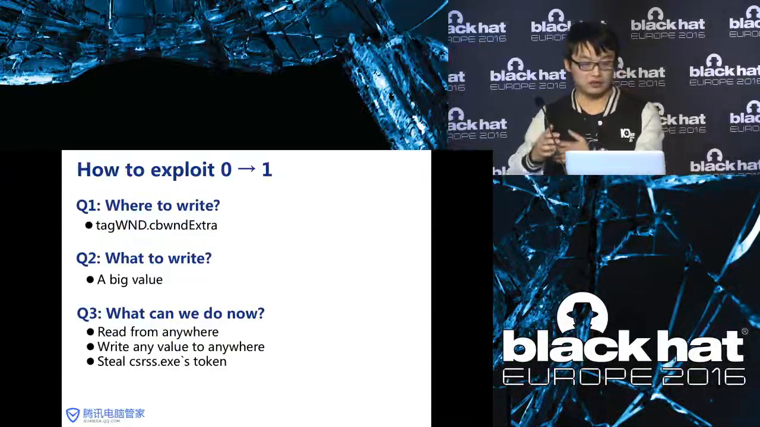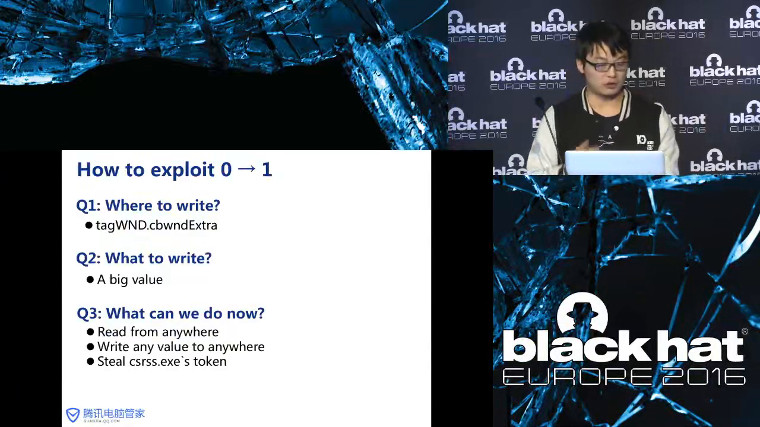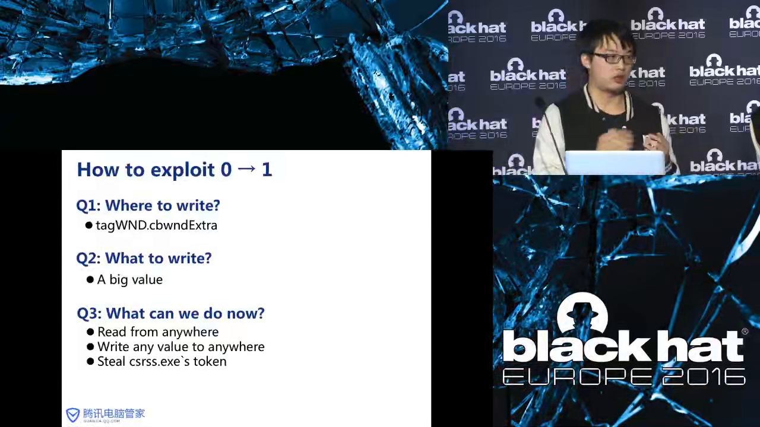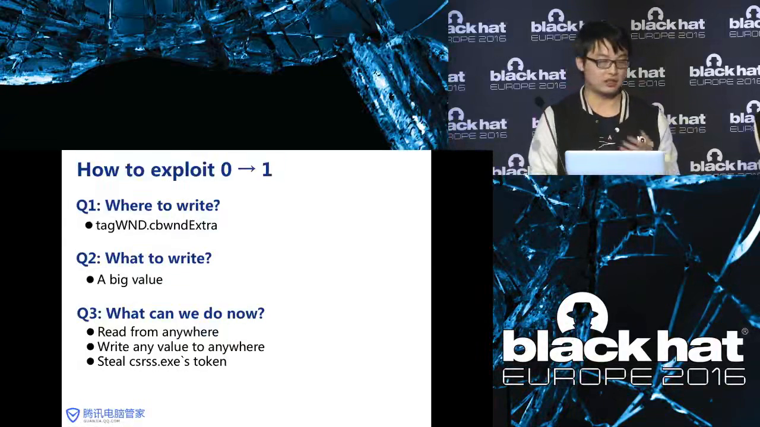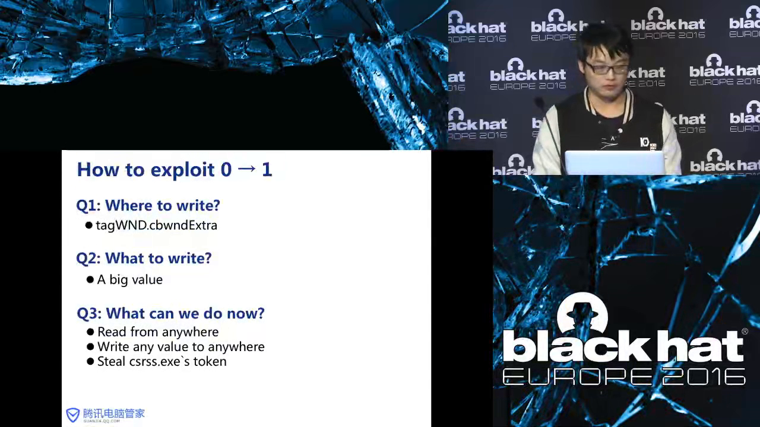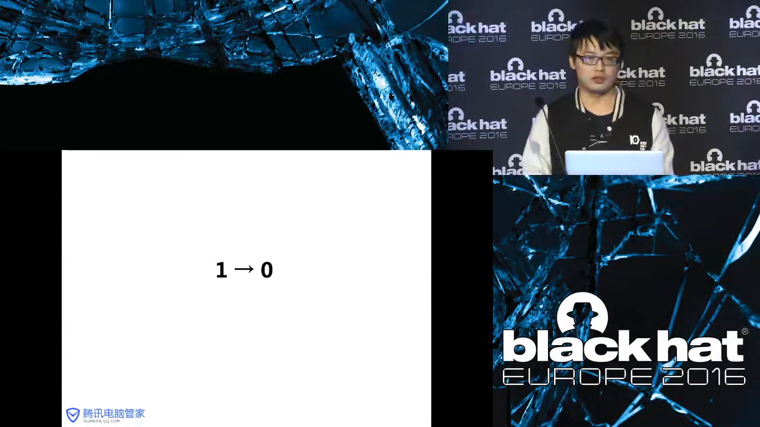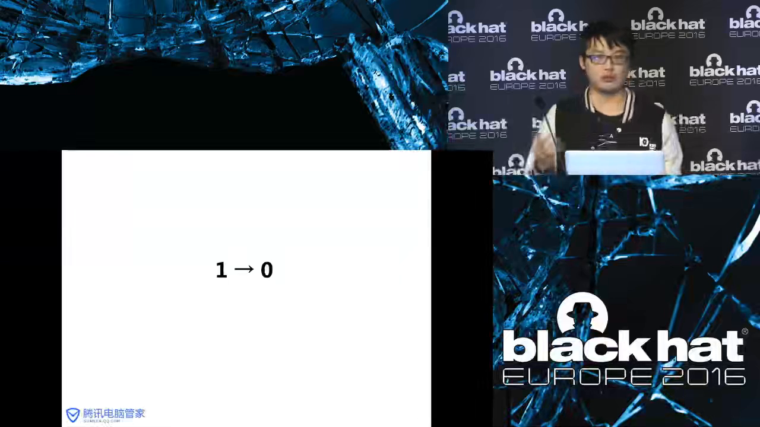So what can we do now? After we did that, we can read from anywhere, write any value anywhere, and steal the token of the system process for our process. That is the whole procedure of our exploitation from 0 to 1. Okay, so now my colleague will introduce another technique, which refers to 1 to 0.